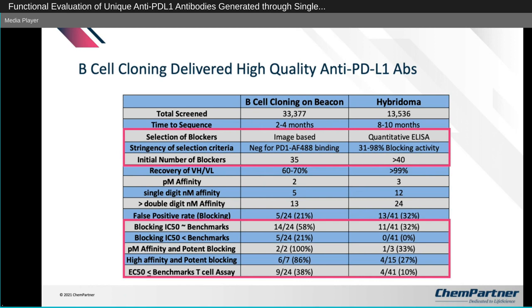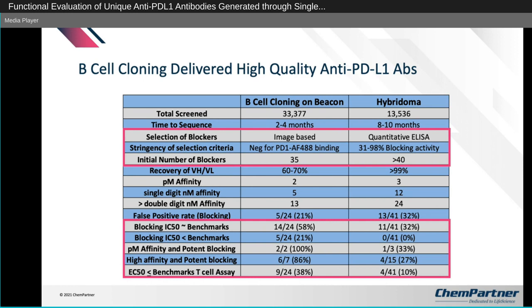So this slide basically summarizes the evaluation of the antibodies obtained from both campaigns, B cell cloning and hybridoma. Overall, we can say that there are a number of factors that need to be considered. Certainly, the time it takes to get these sequences: 2 to 4 months for the Beacon platform in comparison with 8 to 10 months in the hybridoma approach.